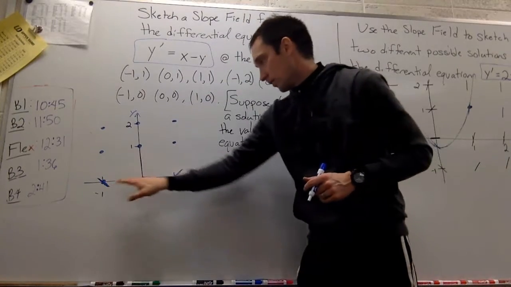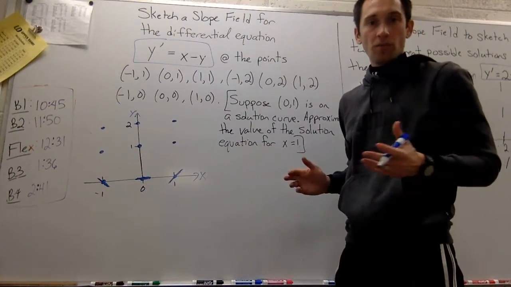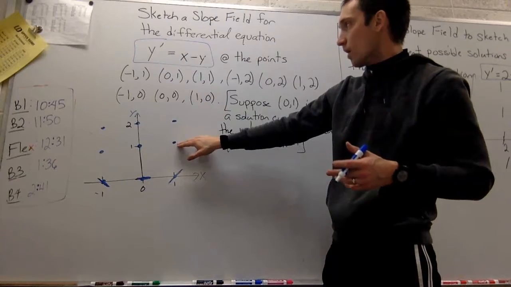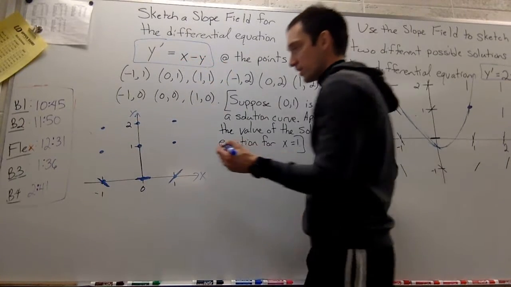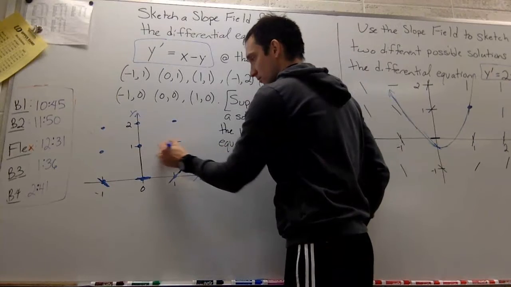So you've got 3 points of your slope field done. Then you go up and do the same thing. So 1 minus 1 for 1 comma 1. Plug in 1 for x and y. 1 minus 1 is 0. Slope is 0. That's flat.